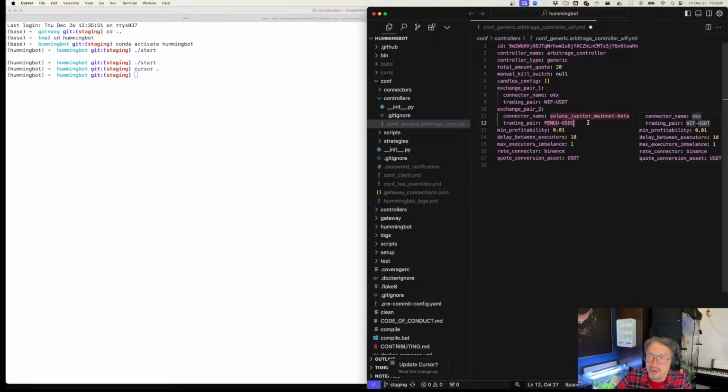So the second one, we already have Solana Jupiter here filled out already. So here we can add WIF, and then we want USDC as the second one. The rate connector, we're going to use OKX here for the rate connector, and then we have USDT for the quote conversion asset. This helps it define a single base asset to use for conversions.